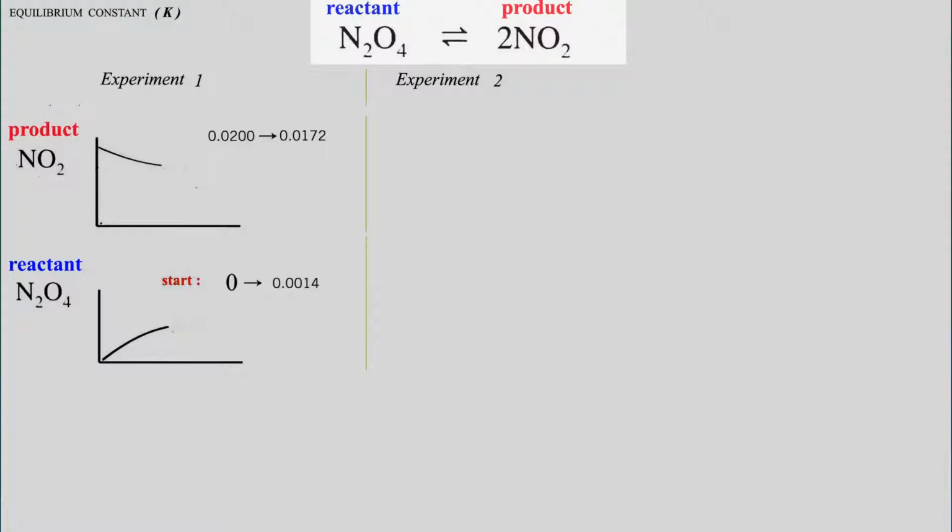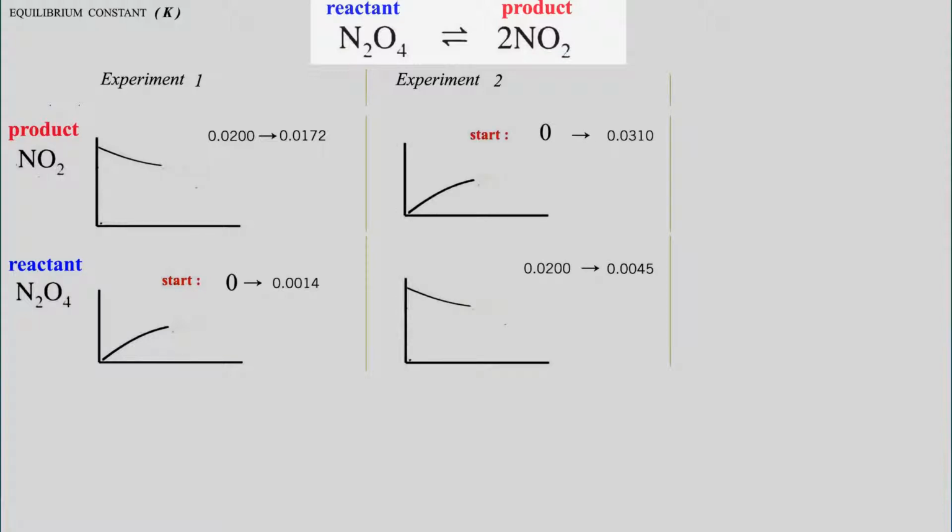Now let's do another experiment. This time, the product, I don't start with plenty. I start from none. I give no product. But the reactant, instead of none, I put plenty of reactant this time. And you see, watch the product. Product will slowly climb up until it reaches equilibrium. And the reactant will slowly go down until it reaches equilibrium too.